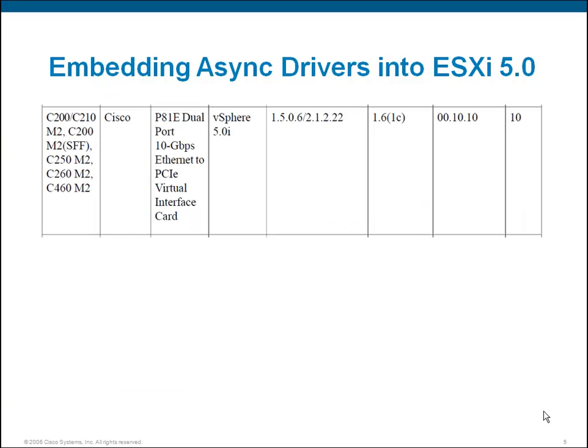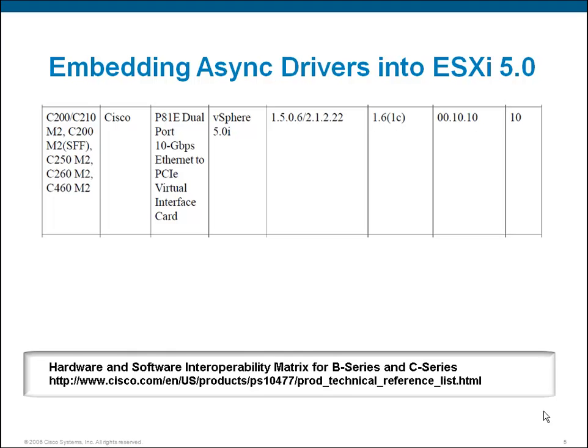Looking at the Cisco hardware and software interoperability matrix for C-Series servers for release 1.4. For this particular slide, we can see for a C200 where the P81E VIC is being used in vSphere 5.0, it requires the 1.5.0.6 FNIC driver. As we saw on the previous slide, the inbox driver is a prior release and unsupported by Cisco.